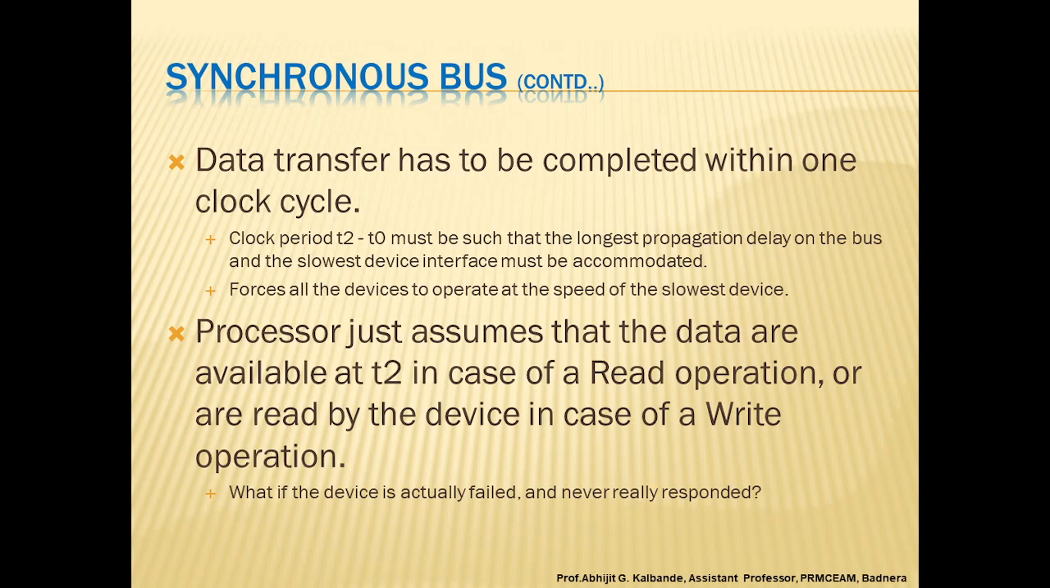The clock period, T2 minus T0, must be such that the longest propagation delay on the bus and the slowest device interface are accommodated. This forces all the devices to operate at the speed of the slowest device. The processor just assumes that the data are available at T2 in case of a read operation, or read by the device in case of a write operation.